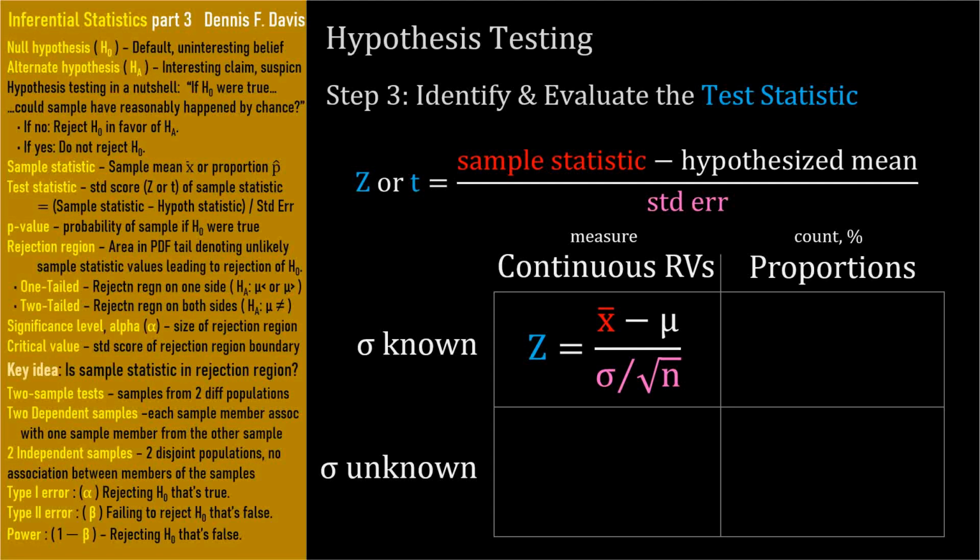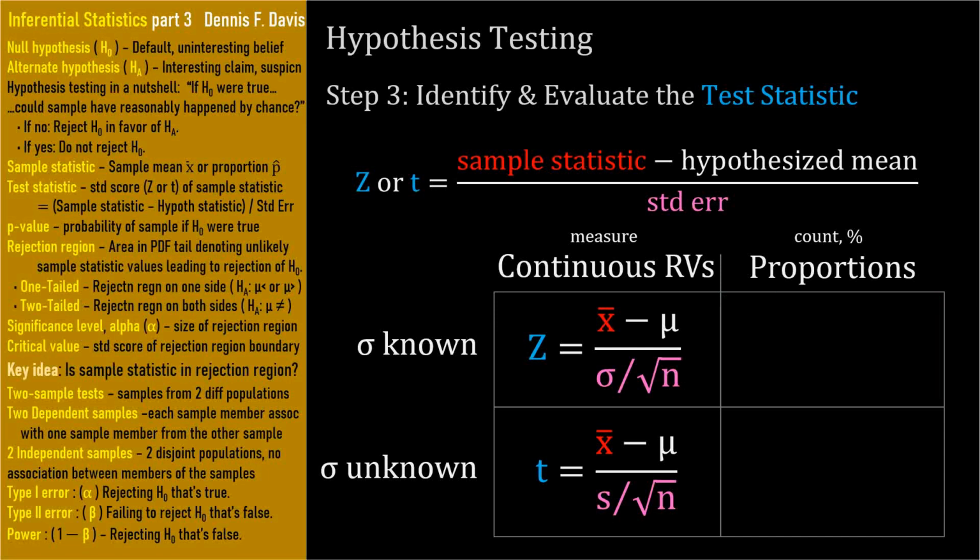This is how many standard errors x bar is from the mean. In the case where we don't know sigma for continuous random variables, the test statistic is t equals x bar minus mu divided by s over the square root of n. We'll use the sample standard deviation s as an imperfect estimator for sigma, so we use the looser t-distribution to account for the extra uncertainty.